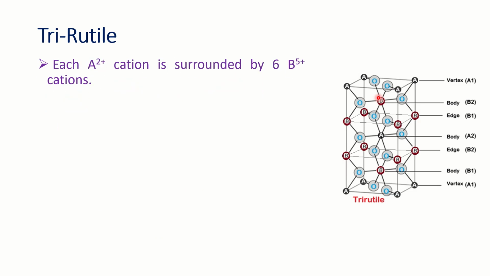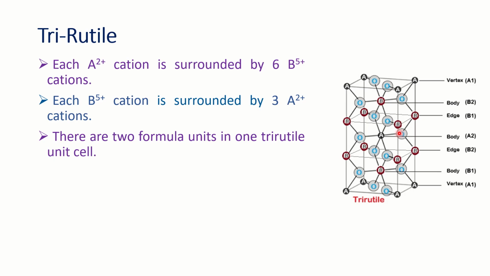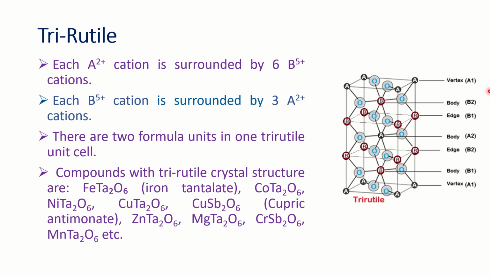Each A bivalent cation is surrounded by 6 B pentavalent cations. On the other hand, each B pentavalent cation is surrounded by 3 A divalent cations. There are two formula units in one trirutile unit cell, as has been discussed, and finally, this type of structure is adopted by these compounds: iron tantalate, cobalt tantalate, nickel tantalate, cupric tantalate, cupric antimonate, zinc tantalate, magnesium tantalate, chromium antimonate, manganese tantalate, etc.